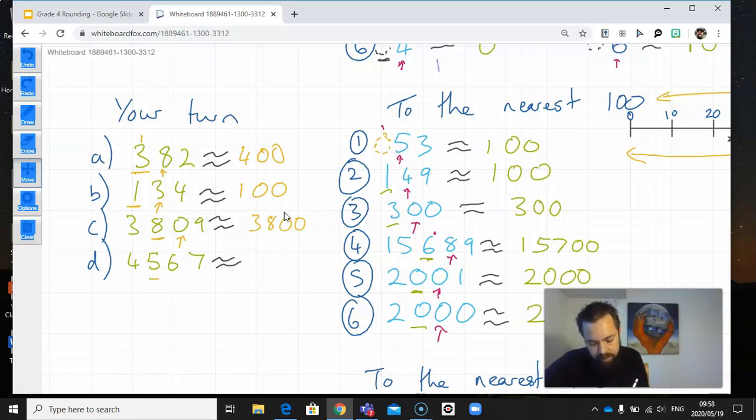Rounding off to the nearest 100, look at our 10s. It rounds up, so we carry. The hundreds becomes a 6. Everything afterwards is 0. And the 1,000 stays the same.